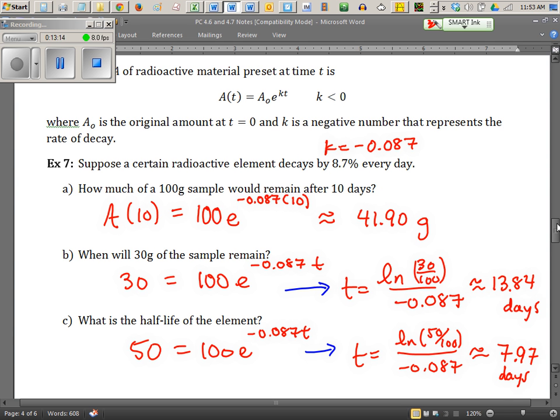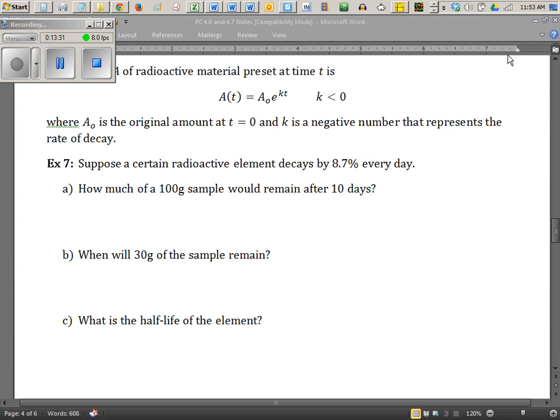Okay. So now if you go online and you find a half-life table, you might figure out what element this is. What element has a half-life of 8 days? I don't know. Or maybe there is no element. I kind of just made this example up. So. All right, let's go on.